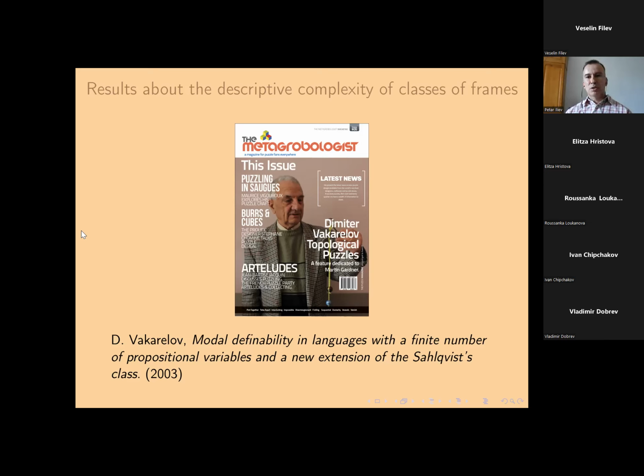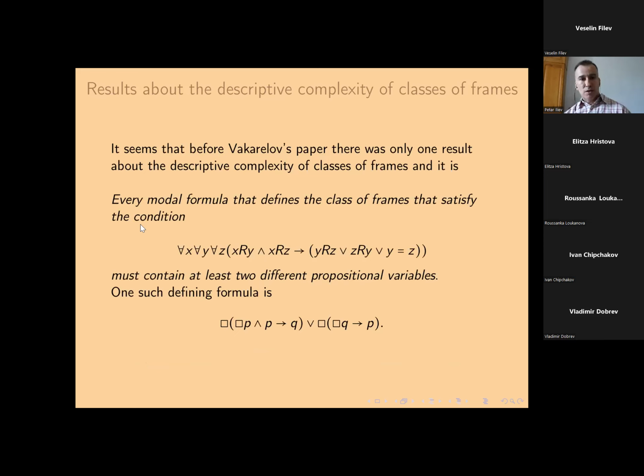the second argument when we talk about descriptive complexity of classes of frames is much more complicated. And I think it's fair to say that the first really systematic study of descriptive complexity of Kripke frames was done by Dimitar Vakarev in 2003, Advances in Modal Logic paper. And before that, as far as I was able to ascertain, before Vakarev's paper, there was only one result about descriptive complexity of classes of frames. And this result is this one.